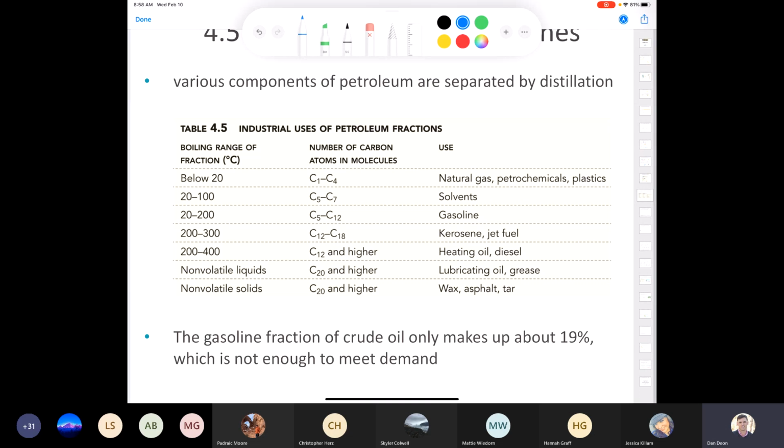It goes over it in the textbook. I'm not going to ask you about cracking, and I'm not going to ask you about refining, but in case you're interested, you'd be able to learn more about the petroleum industry and where gasoline comes from.